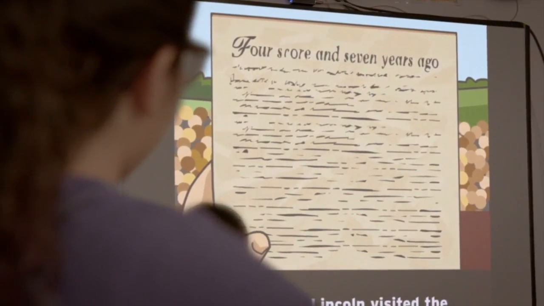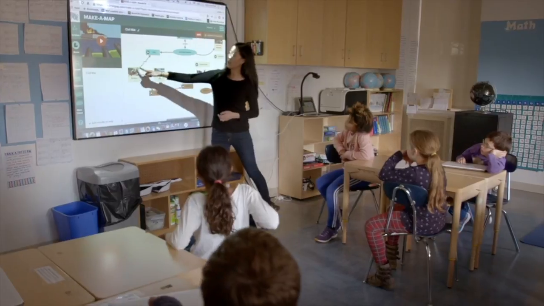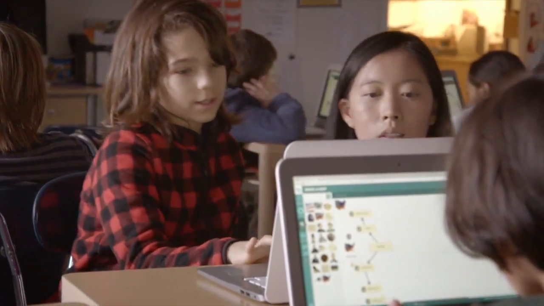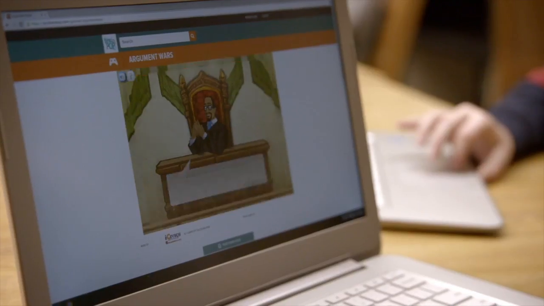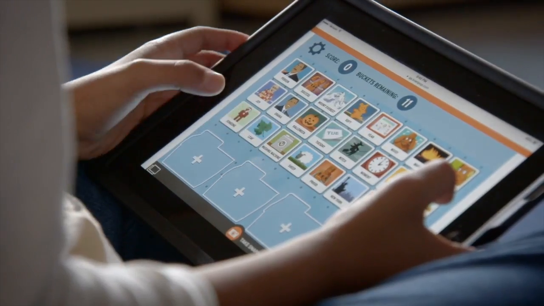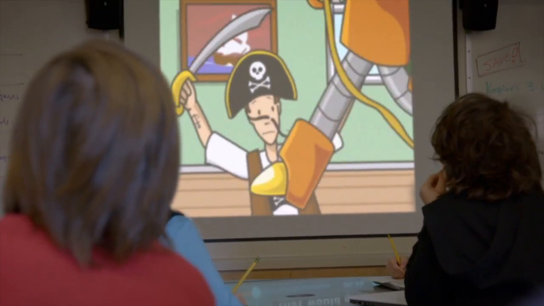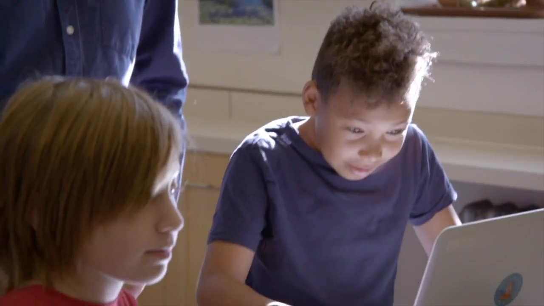President Lincoln visited the battlefield when it was all over. What are some of the causes that led to the Civil War? America was still a growing country then. And help kids make connections? How does play lead to learning? How do you know you're making an impact? How do I get started?